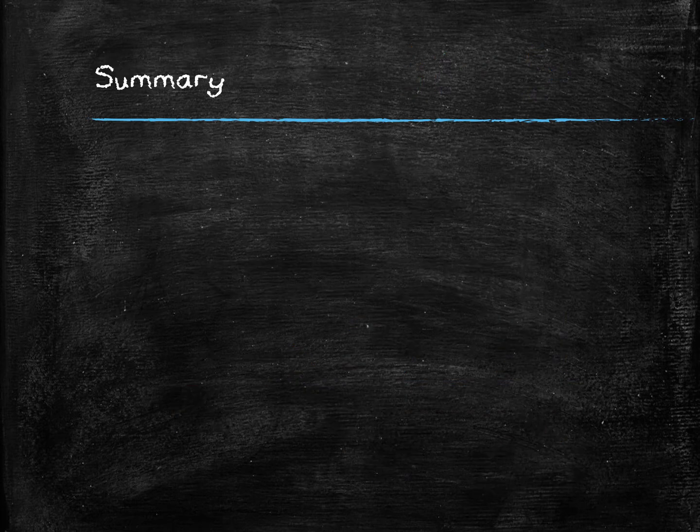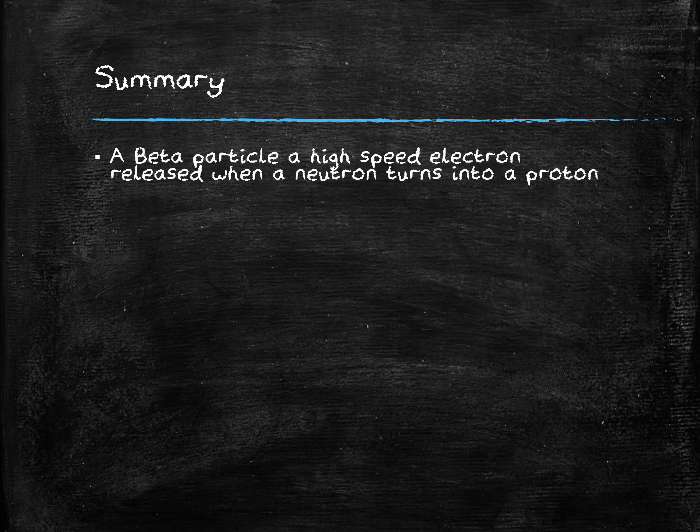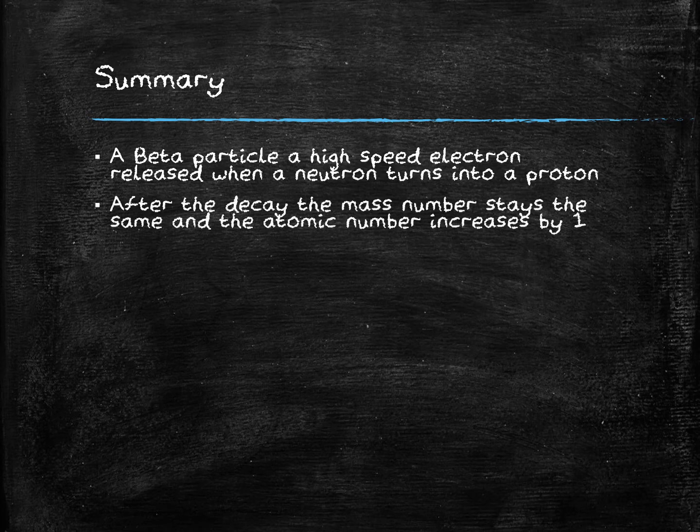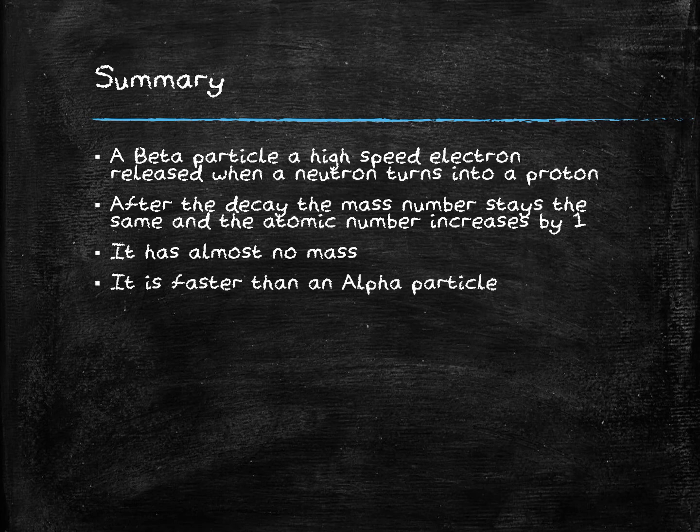Key things about beta particles that you need to be aware of. A beta particle is a high-speed electron released when a neutron turns into a proton inside that unstable nucleus. After the decay, the mass number of the nucleus stays the same, but the atomic number increases by 1, representing that change from a neutron to a proton. It has almost no mass or negligible mass. It's faster than the alpha particles.